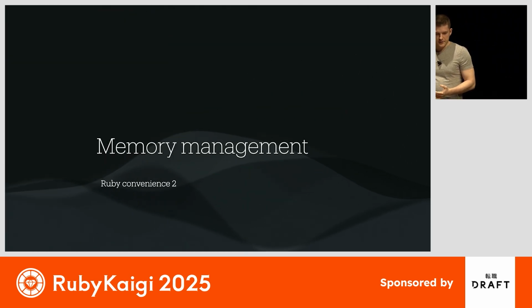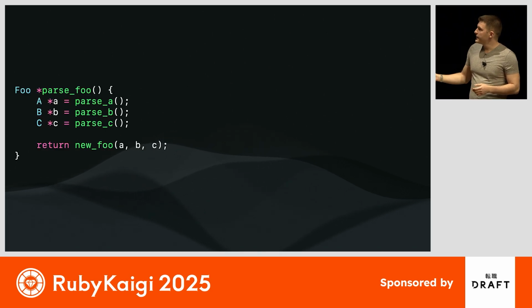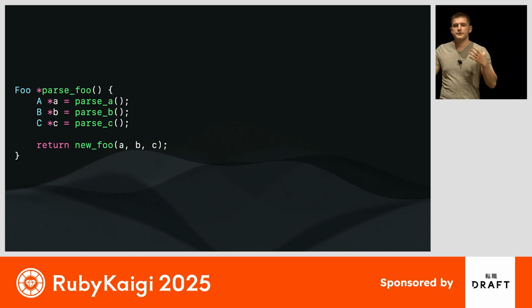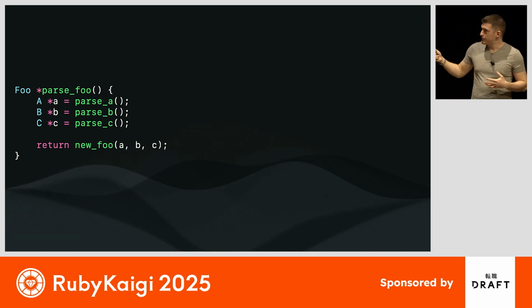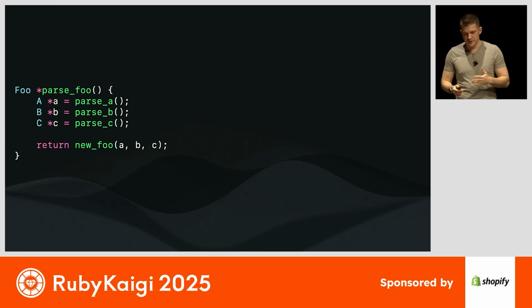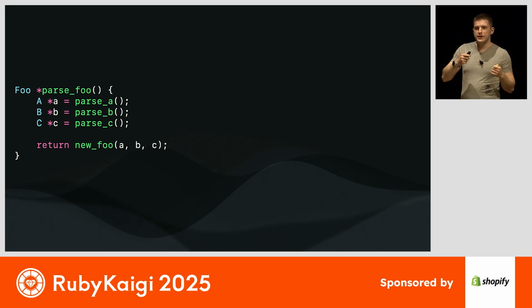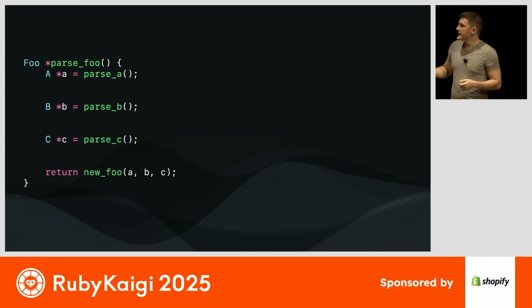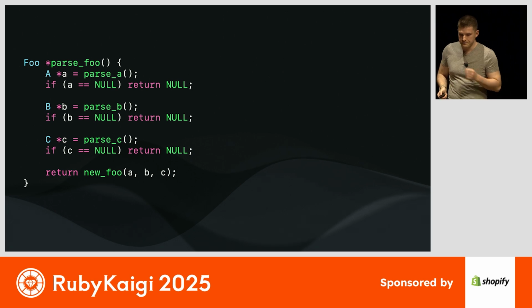Next, I'm going to talk about the second convenience that Ruby provides us, which is memory management. And I'll talk about it through an example. So suppose we have a foo, which is some kind of syntactic construct, to parse a foo involves parsing A, then parsing B, then parsing C. These are just all examples. Now, if we get midway through the process and we encounter a syntax error, there's no reason for us to keep trying to parse the whole rest of it. We want to bail early. So let's add some early guard clauses that will return if any one of these steps fail.